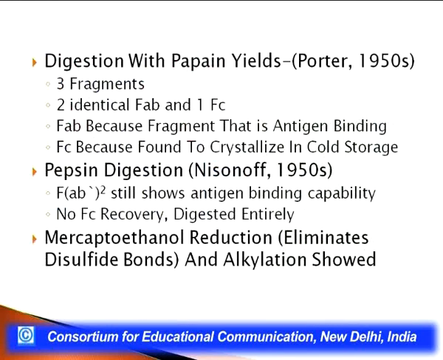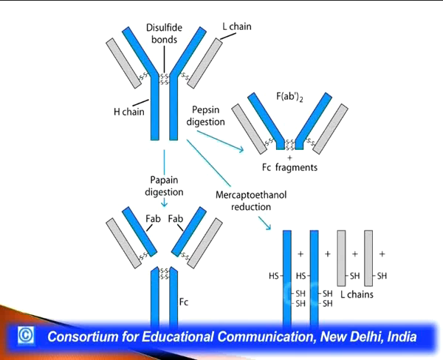Now, initially, to find out the exact structure of the antibodies, various important experiments were performed, including experiments on how these chains are bound to each other. Porter for the first time found that after digestion with papain, 3 fragments are obtained. As you can see, papain digestion of an antibody molecule leads to the formation of 3 fragments, 2 Fab and 1 Fc region.